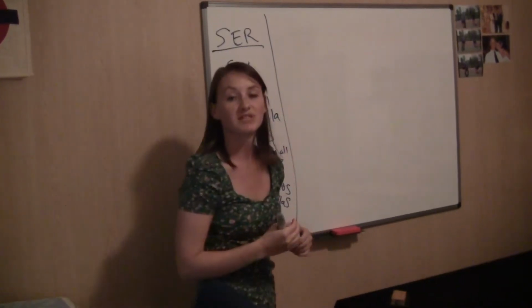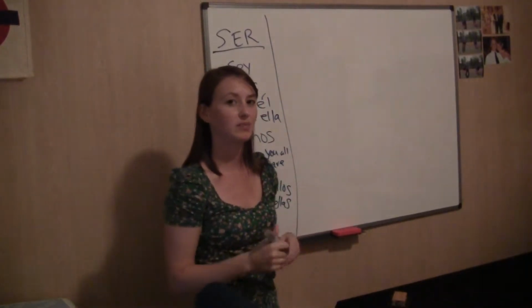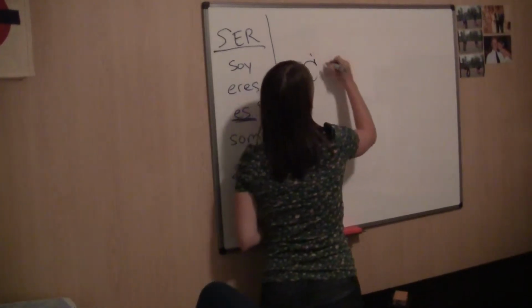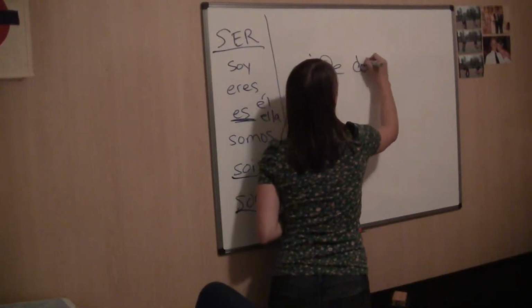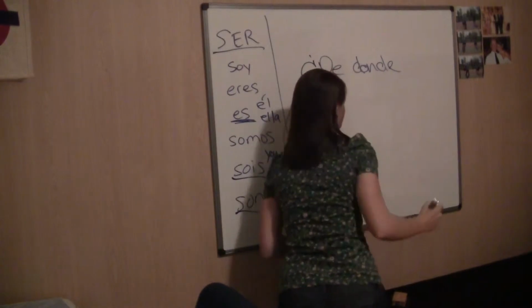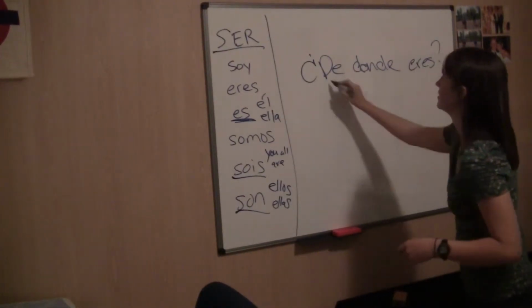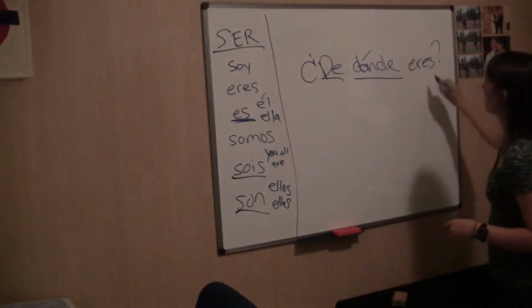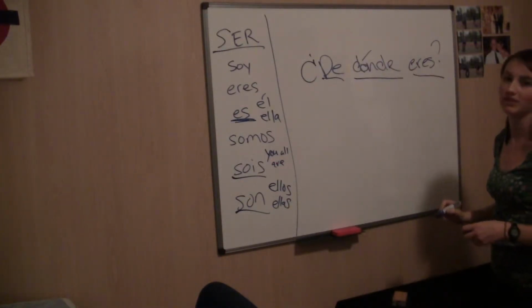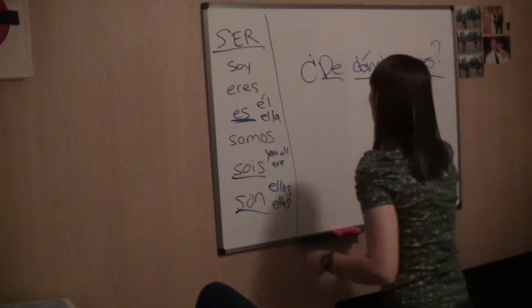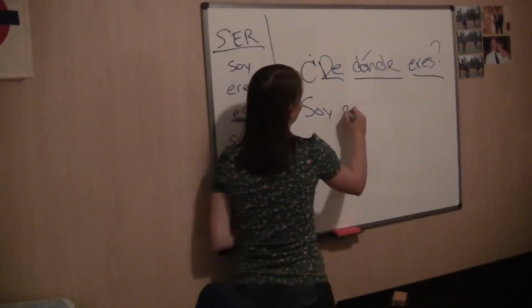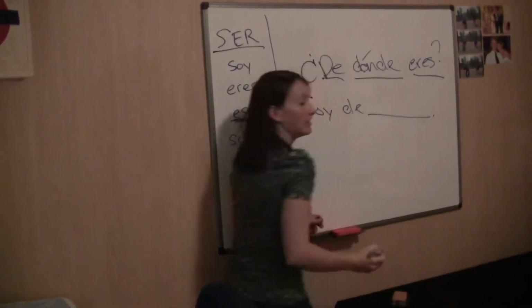We also use the verb ser to talk about where we're from. We talked about this a little bit earlier. ¿De dónde eres? It says, of where are you? Where are you from, literally? Of where are you? Where are you from? And we answer, soy de, and the place you're from, right?